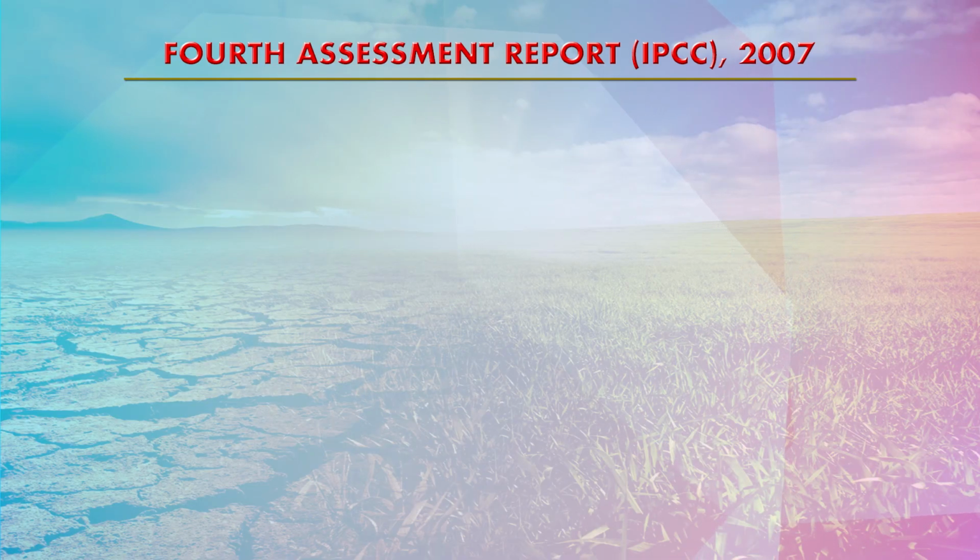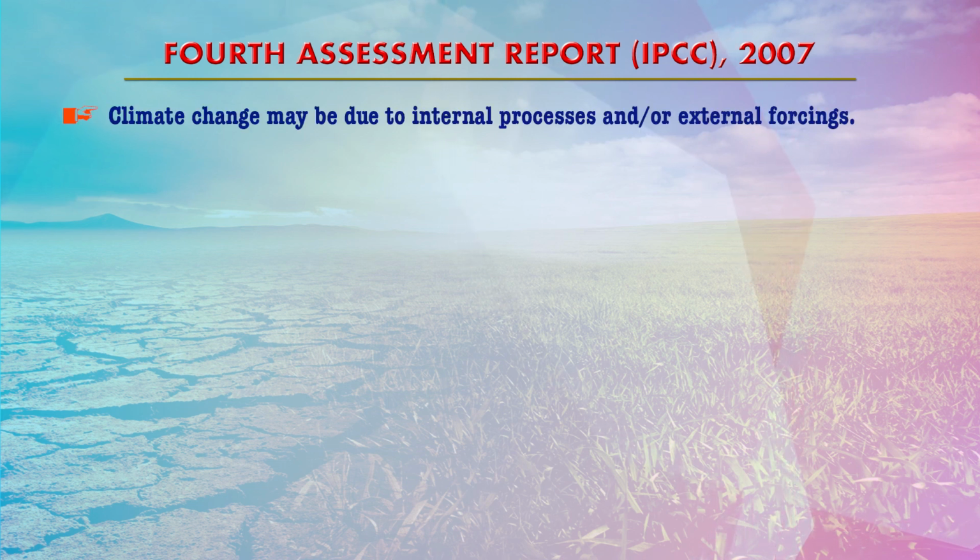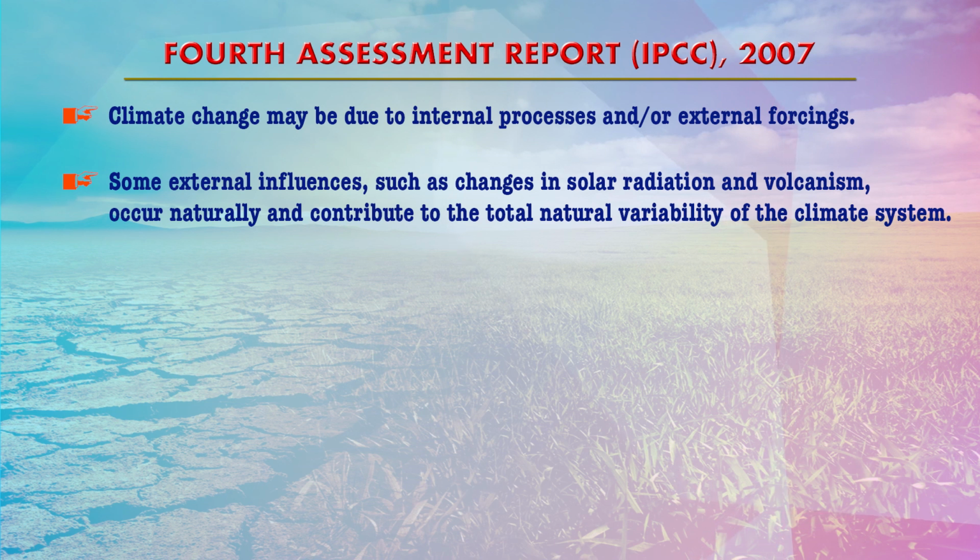Now, there is an important assessment made in the IPCC 2007. What is important, and why I am mentioning it here, is they identified that climate change may be due to internal processes or external forcings. Some external influences, for example, solar radiation, can vary. Volcanism can occur naturally and can contribute to the total natural variability of the climate system. What this means is that even if there were no greenhouse gases, there could still be variation in the climate.